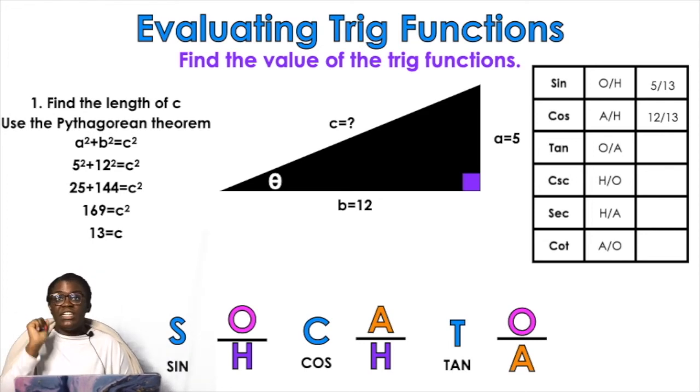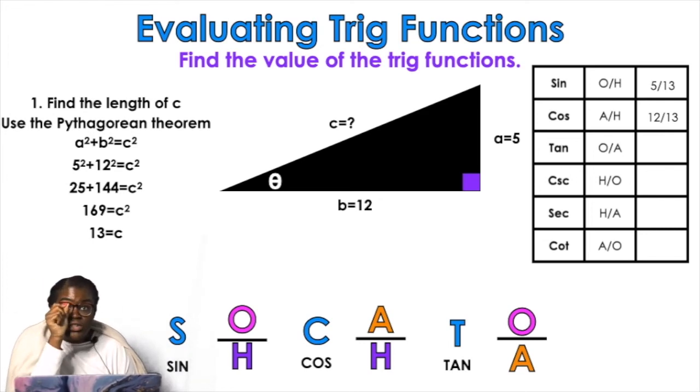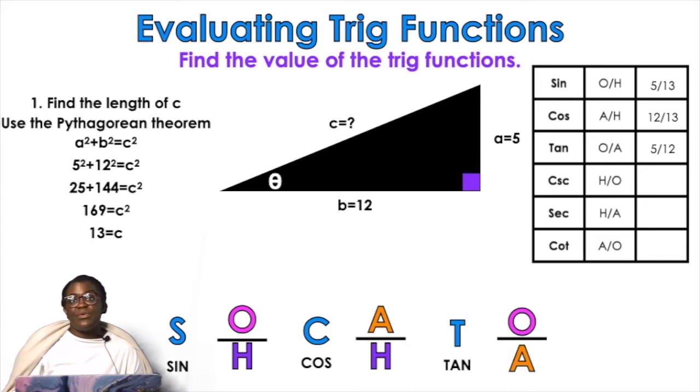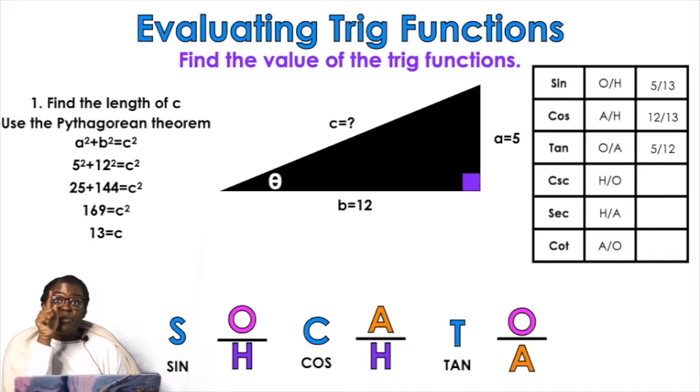Okay, so then my tangent is opposite over adjacent. Looking at the white theta in the triangle, what's opposite of it? Did you say 5? Good job. And then adjacent, what's next to it? 12. So 5 over 12.